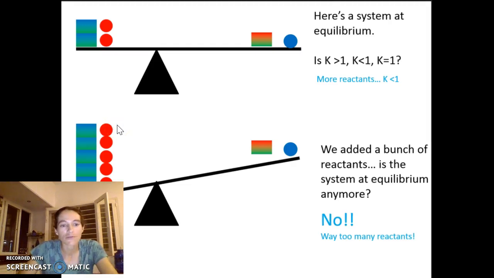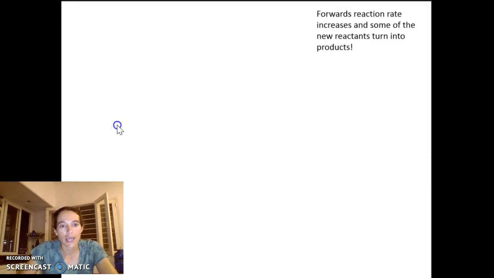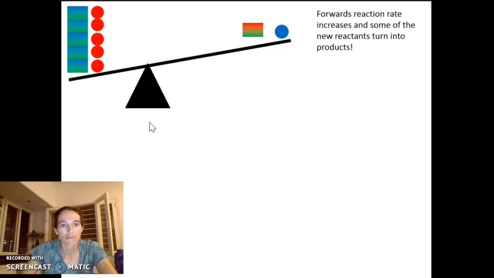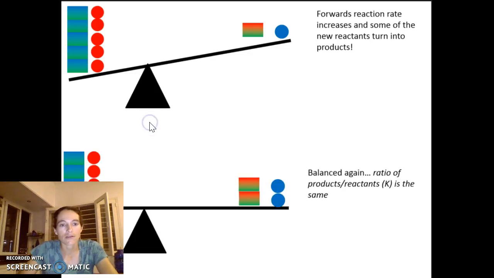Way too many reactants. We're not at equilibrium anymore. So we've got to adjust, and we're going to do that by increasing the forward rate of reaction until the ratio is balanced again.